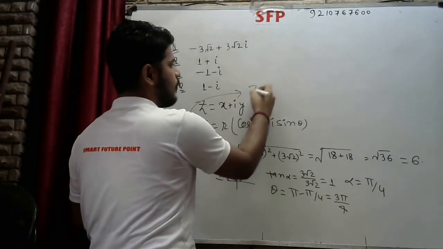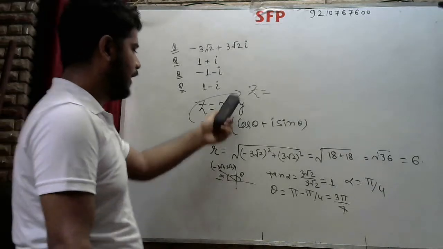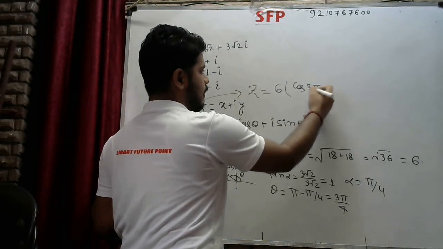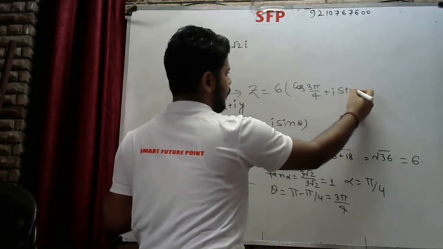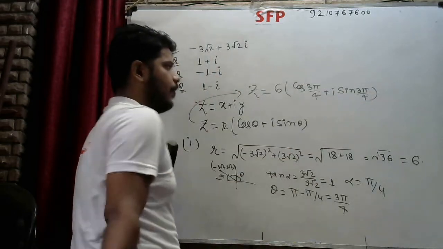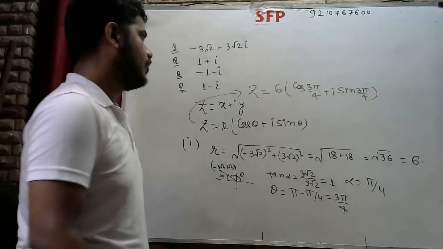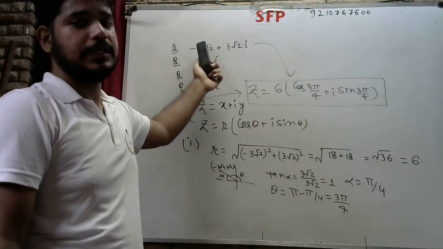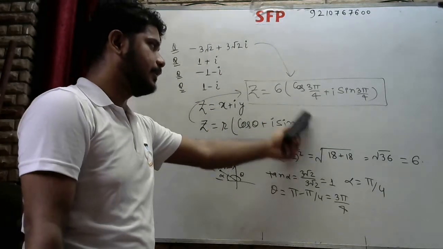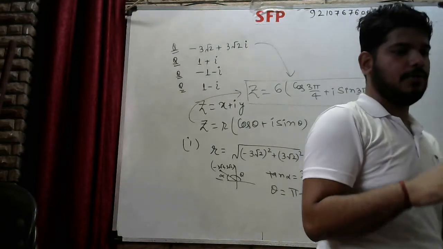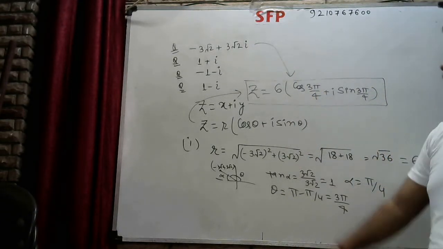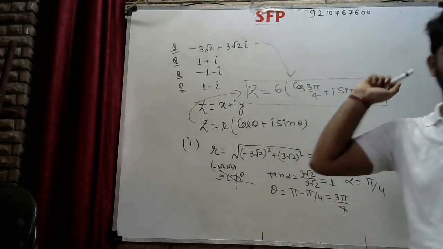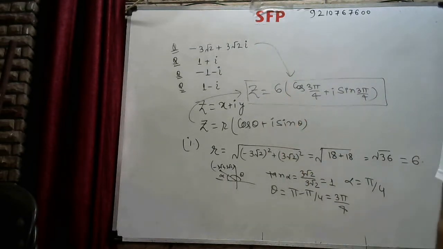Now, what will be the polar form of this complex number? That is equal to 6 times cos 3 pi by 4 plus iota sin 3 pi by 4. So this is the polar form of the complex number minus 3 root 2 plus 3 root 2 iota. I hope you got this. Similarly, you can find the polar form of 1 plus iota, minus 1 minus iota, 1 minus iota, and other forms. Just try it yourself and do.